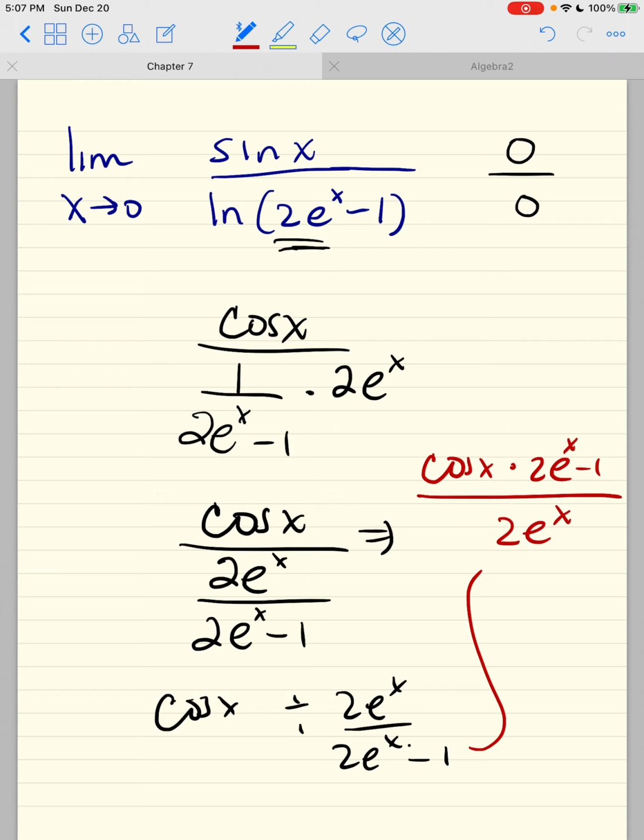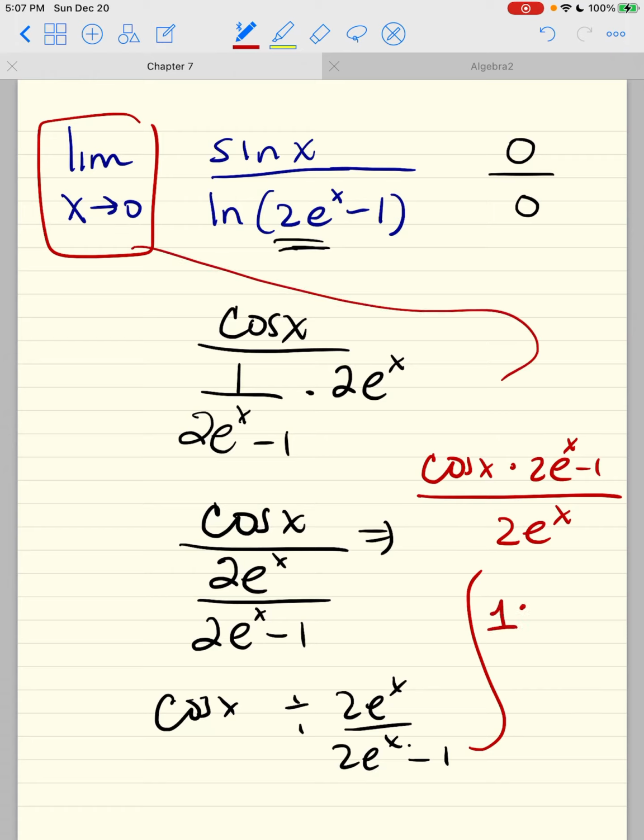Now, when you go back to resubstitute the limit as x approaches 0 into the red part here, you're going to get 1 times e to the 0, which is 1. 2 times 1 is 2, minus 1 is 1. And then on the bottom, you basically get 2 e to the 0, which is 1. So you're going to get 1/2 for this entire answer. Pause the video and try the problem yourself and see if you come up with the same thing.